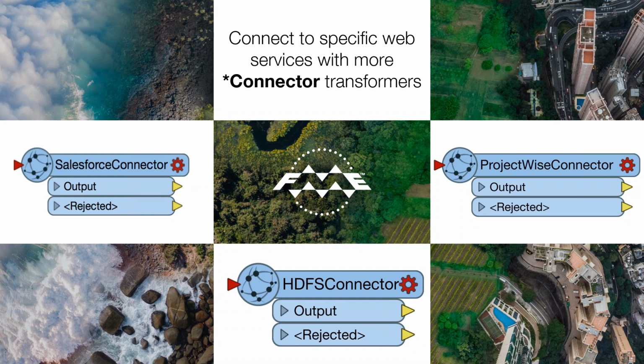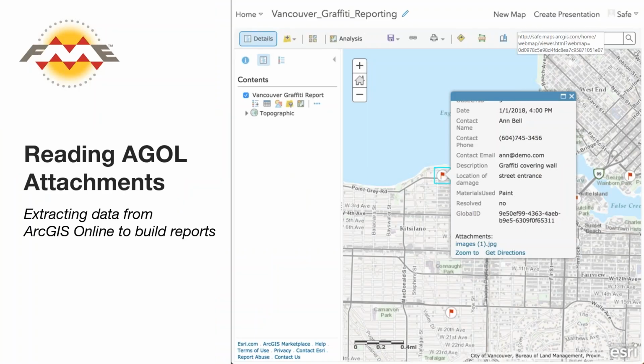So we've got that connector, and we've also got a new connector, which is for ProjectWise, which is the Bentley document management system. So we're able to connect to that as well. Also in FME 2018, we have the ability to read ArcGIS Online attachments. So you can then extract the data from the attachment and build it into your report. So any attachments that are captured in ArcGIS Online can then be extracted down and used in your reporting on site.